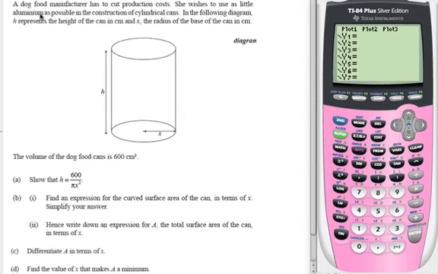So, a dog food manufacturer has to cut production costs. She wishes to use as little aluminium as possible in the construction of cylindrical cans. In the following diagram, H represents the height of the can in centimetres and X the radius of the base of the can in centimetres. The volume of dog food in cans is 600 centimetres cubed. Show that H can be given by this expression.